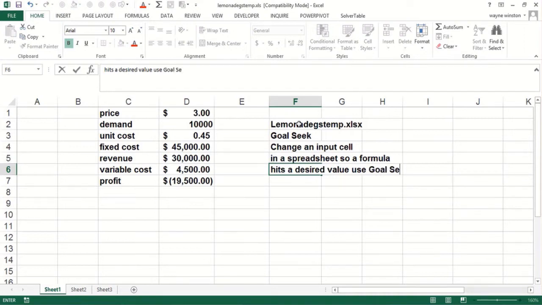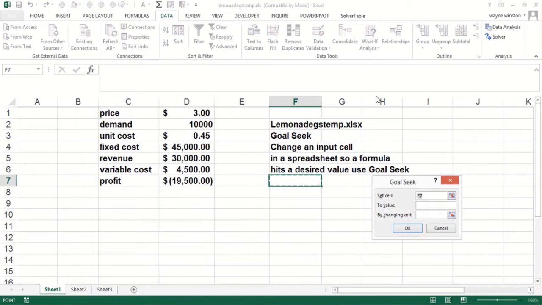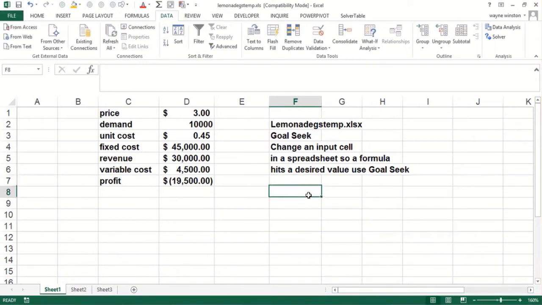Okay, so let me show you the GOALSEEK window, and there are three parts I want to go over with you, and then we'll do some examples. So data, what if analysis, GOALSEEK. Okay, there's a set cell, value, and changing cell. Set cell is the formula, okay, when you want the formula that you want to hit a given value.